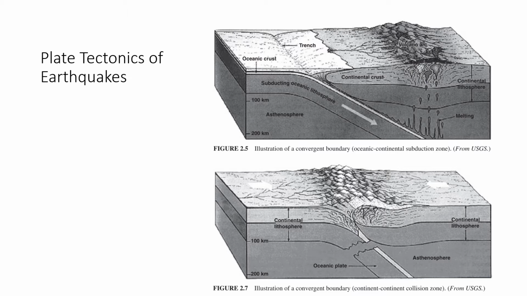right? This is just an illustration of the convergent boundary involving an oceanic to continental subduction zone in the top figure. You can see here, this is the oceanic crust that is subducting. And then you have here the continental crust that is overriding, right? And then the second figure is your continent-continent collision zone. You have two continental crusts that are merging or colliding, and in the middle you get a mountain range.